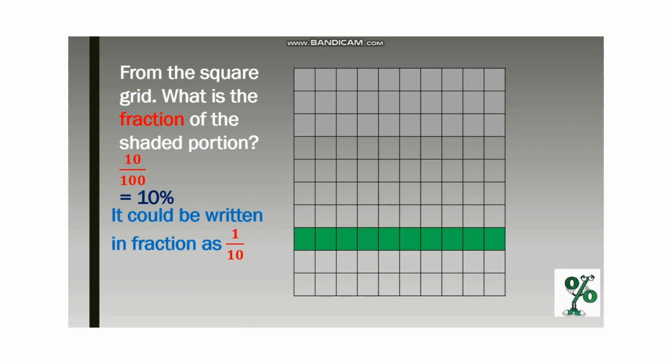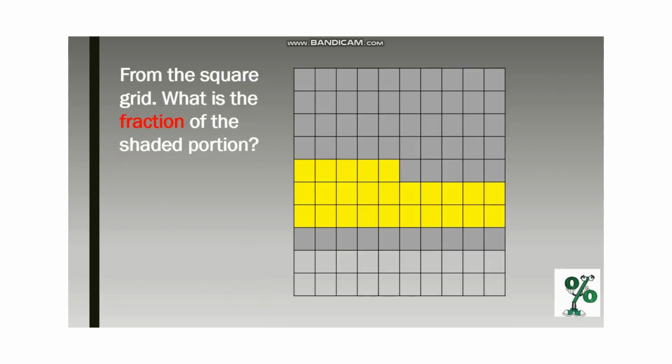Let's look at another one. How many are shaded right here? That is basically 25. So you have 25 out of 100, and 25 out of 100 is 25%. And it could be written in fraction. When you reduce 25 out of 100, it gives you 1 over 4. And this could be written as 0.25 in form of decimal.